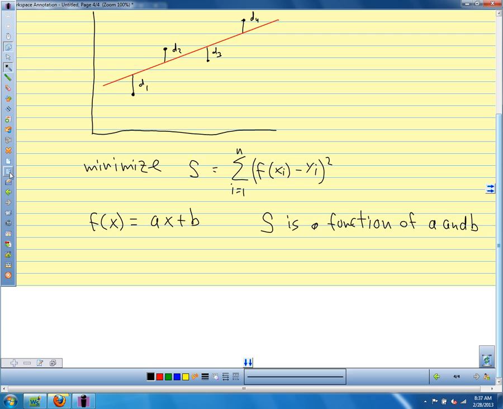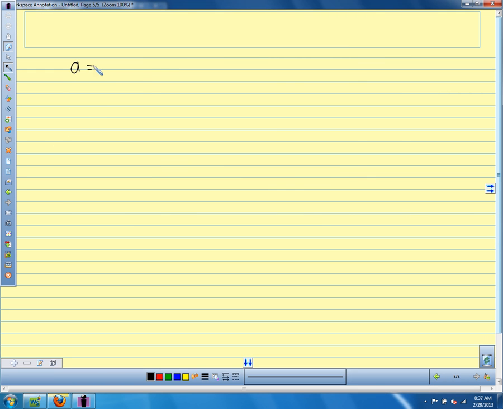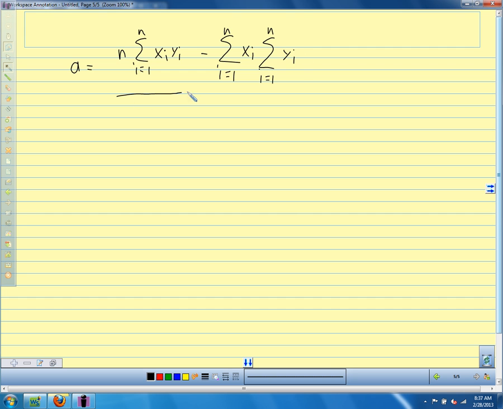I just want you guys to see this. When we minimize that function with respect to a and b by taking our first partials, setting them equal to 0, and ensuring we have a minimum with the second partials test, a is n times the sum from i equals 1 to n of x sub i y sub i, minus the sum from i equals 1 to n of x sub i, times the sum from i equals 1 to n of y sub i, divided by n times the sum from i equals 1 to n of x sub i squared, minus the entire sum squared. So that's what we get for a.